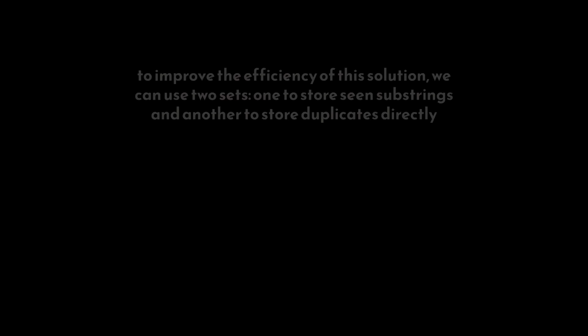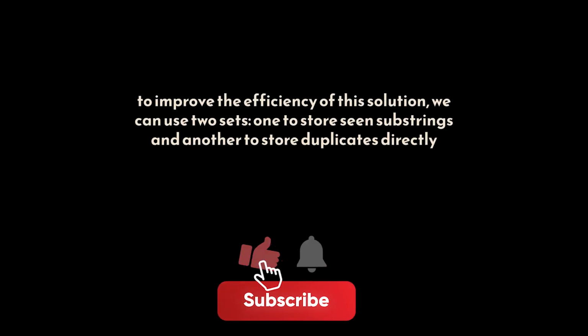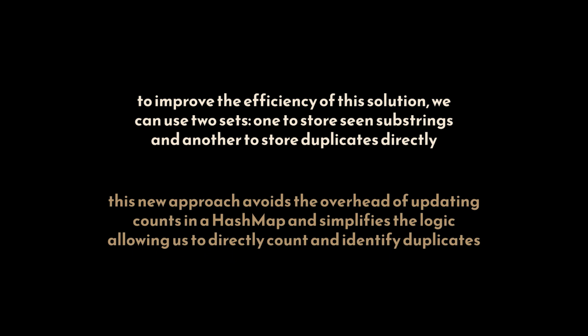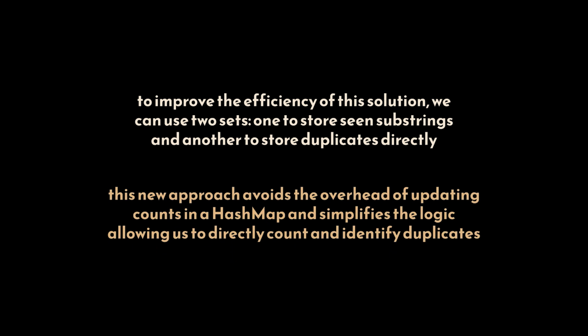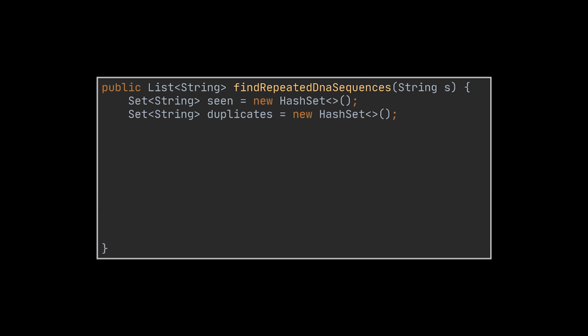This solution works. However, to improve its efficiency, we can use two sets, one to store seen substrings and another to store duplicates directly. This approach avoids the overhead of updating counts in a hash map and simplifies the logic, allowing us to directly count and identify duplicates. So, if we start off with two sets instead of one map, one of these sets will store all the repeated 10-letter substrings in it. This will allow us to immediately return this set back since it is our final solution.